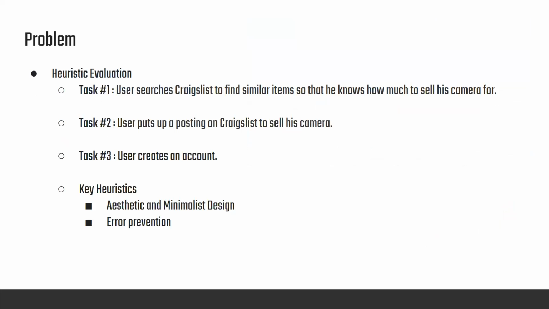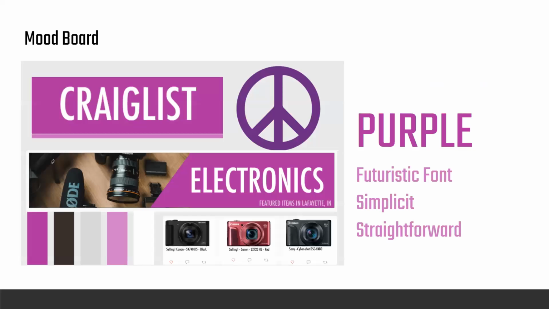Some key heuristics we found from this were aesthetic and minimal design and error prevention, which both point towards the idea that there's a general sense of clutter on Craigslist, whether it comes to menus, spacing, or unnecessary search results given. So now we're going to move on to the mood board with Henry.